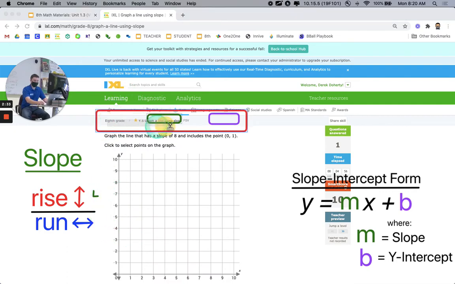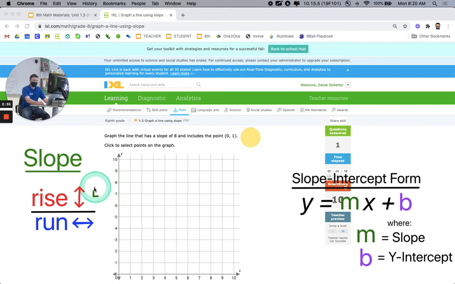Okay, for our next situation. This assignment very much for Y.5 stays the same now. It's going to have you find the first point, which often will be a y-intercept, but sometimes they pick a different point, and then use the slope to graph other points on that line. So here again, my same process. If we take a look, they say graph a line that has a slope of 8 and includes the point 0, 1. I'm first going to focus on the point that I already know.